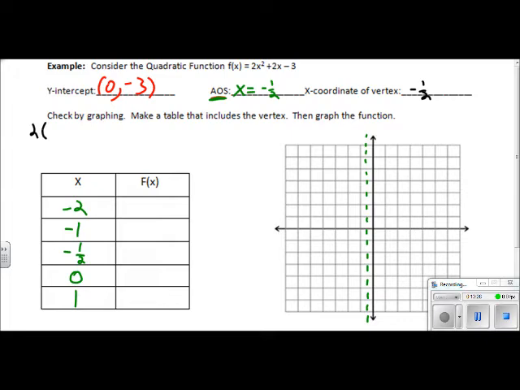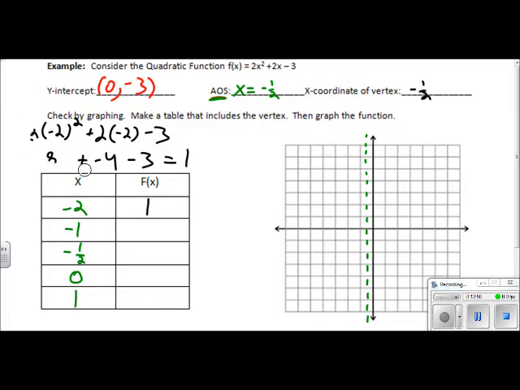So we'd have 2, I'm going to use the negative 2 first, negative 2 squared plus 2 times negative 2 minus 3. So I'm just plugging this value back into the function. From here, negative 2 squared is 4 times 2 is 8, plus 2 times negative 2 is negative 4, minus 3. So 8 plus a negative 4 minus another 3 is going to leave us with 1. So we'd have 1 as our value here.